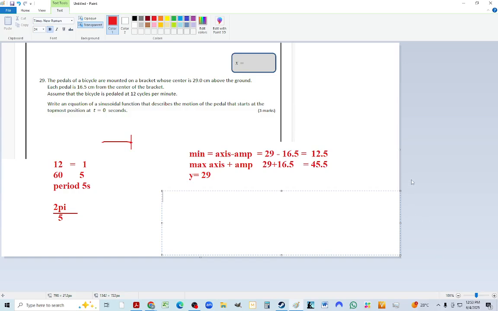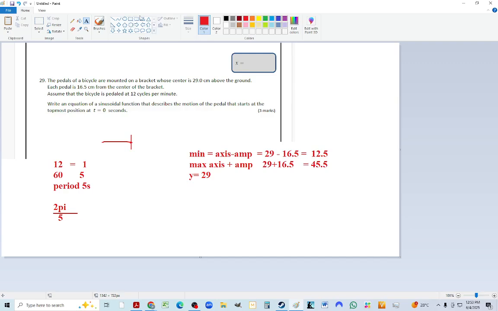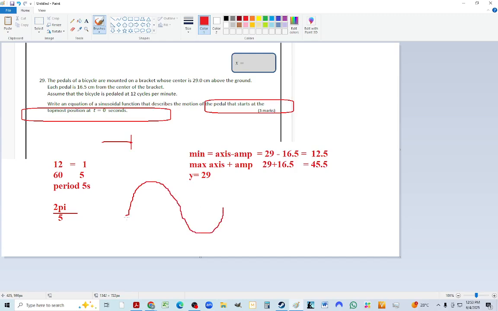it says here's an important part. You have to read these too. It says the pedal starts at the topmost position at 0 seconds. So which graph starts at the top? Well, sine starts at the middle. If I want my sine to start at the top, I have to push it a quarter period left. So I can use the sine curve. Or, more easily, the cos curve starts at the top. So why not use the cos curve? And I'll show you how to transform the sine curve.